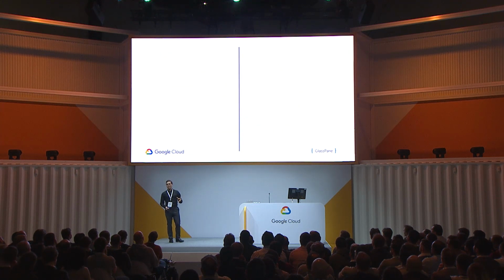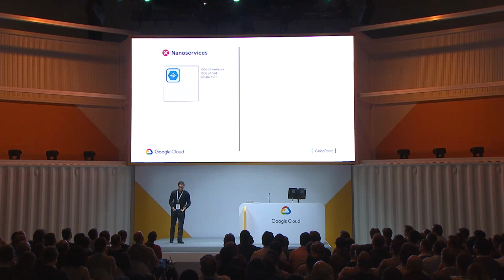This is a classic example of something called nanoservices, or services that are too small. If GlassPane was going to support hundreds of metrics, we were going to need hundreds of microservices. But not only would we need to build, deploy, and release hundreds of microservices to both prod and QA, we'd also need to set up the APIs and other GCP services to execute the business logic.